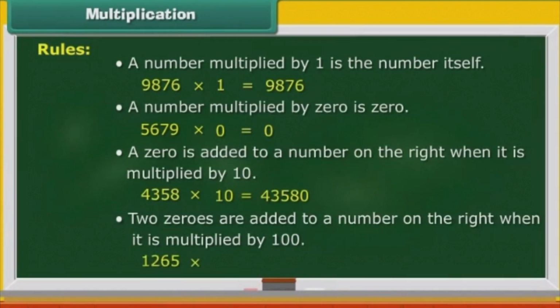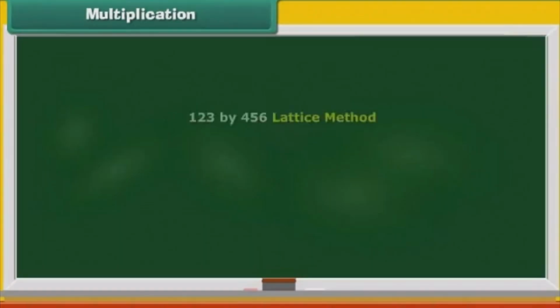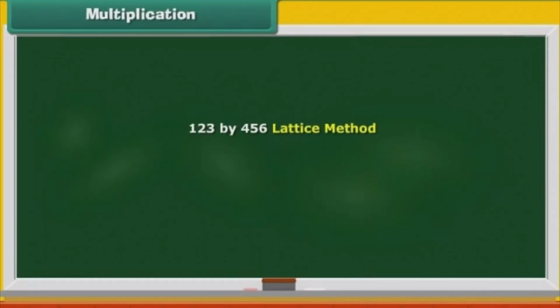1265 multiplied by 100 is equal to 126500. Let us multiply 123 by 456 using the lattice multiplication technique.